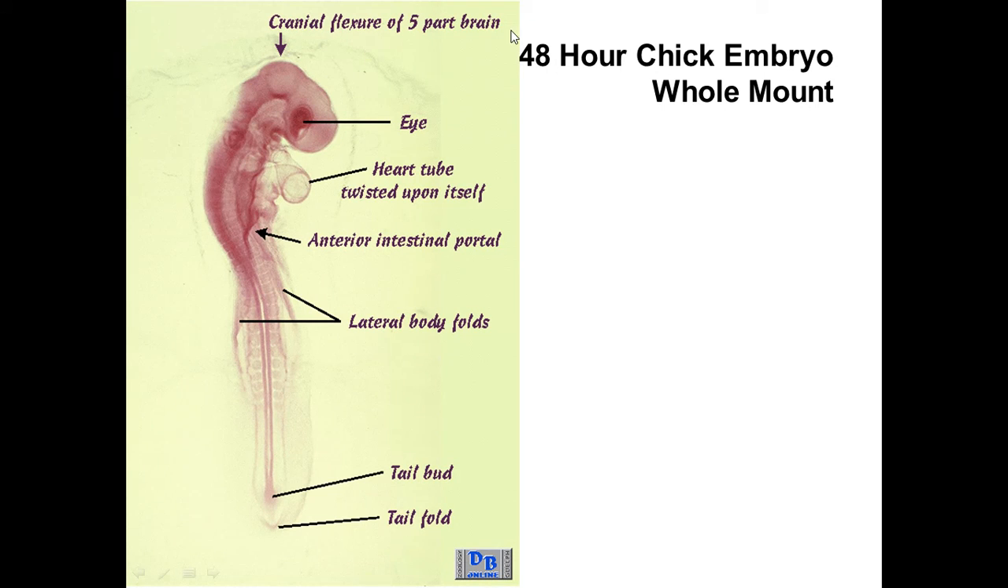Now, the last part of the lecture, or last part of the pre-lab discussion, will be the 48-hour chick embryo, the whole mount. So seeing here that a few things actually happen which are important to point out.